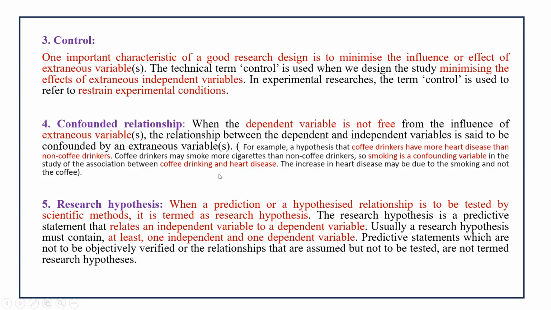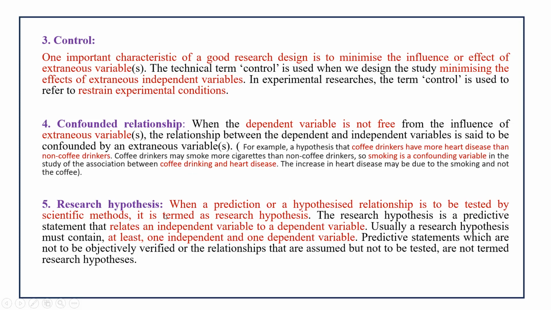So this is what is actually called a confounded relationship, and thus the relationship between the dependent and independent variable is said to be confounded by the extraneous variable. Whenever such examples or such situations are there, you have to consider this confounded relationship too.